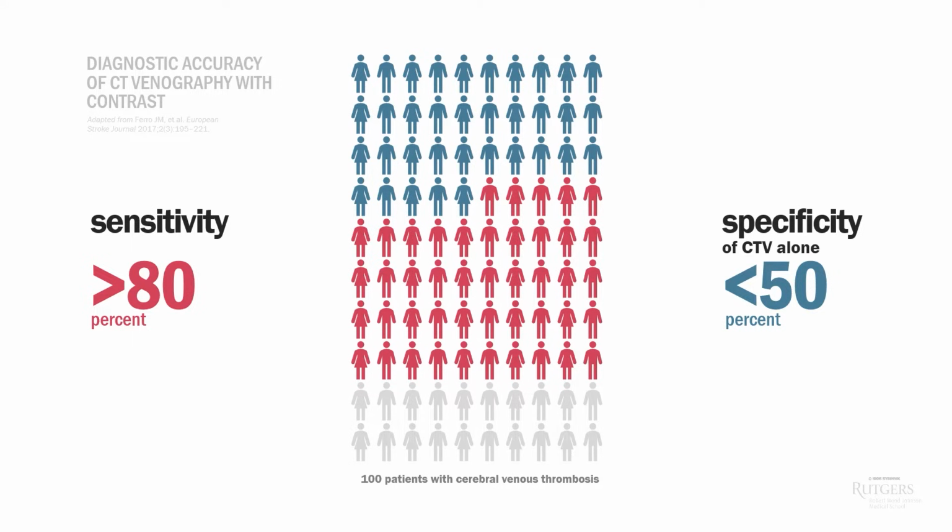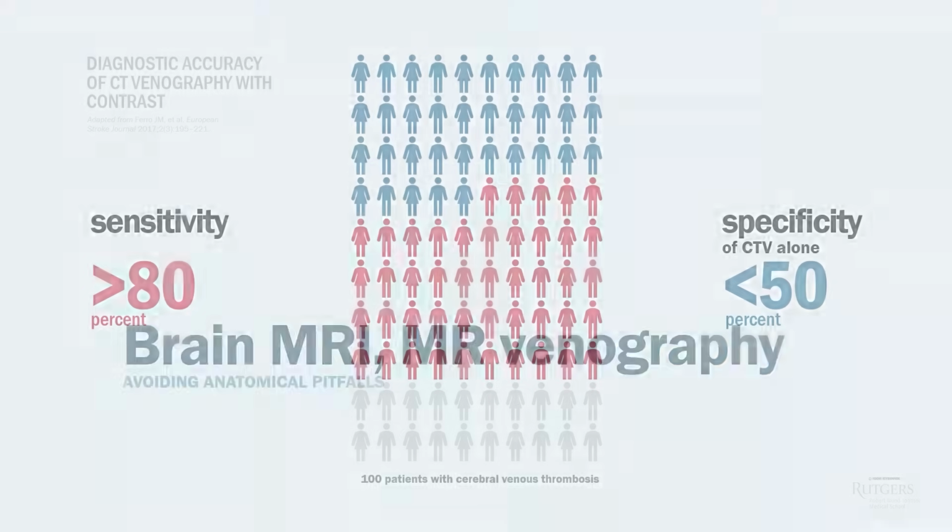Why? Well, CTV has a tough time distinguishing thrombosis from anatomic variants, like atretic or hypoplastic sinuses, congenital asymmetry, and arachnoid granulations. But what about MRI-based studies?